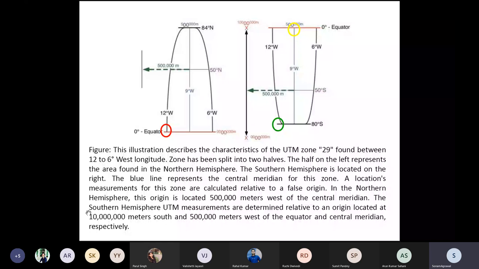100 lakh meter south, okay, and 500 meter west. Here, look at this yellow circle: first we have to bring it down towards the south, then towards the left, that is towards the westward, west. We have to shift it. So the west shift is the same in both north and south, which is of 5 lakh meters. The same shifting happens in both towards the west.